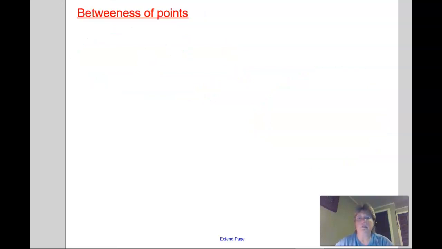And next up, we're going to talk about betweenness. This isn't something that comes up a whole lot, but I just want to make sure that you understand in geometry what it means for something to be between something else. If we're talking about points, when we say between, let's call these two points P and Q. If I want to talk about a point that's between those, I'm talking about something in here, or over here, or over here. All of those points would be between P and Q.